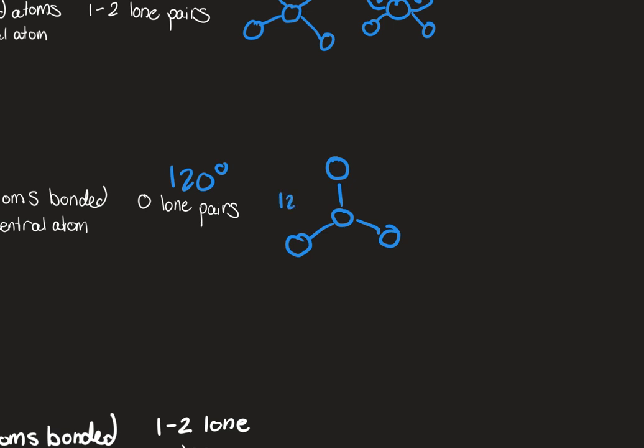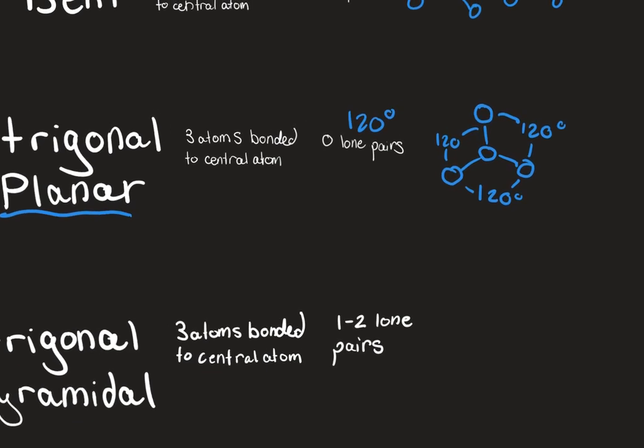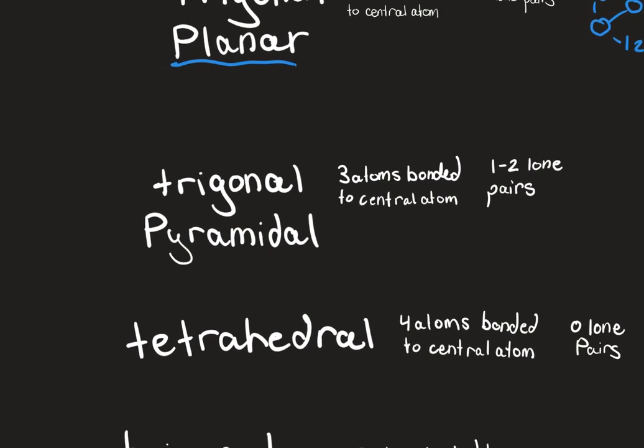So this will be 120, this will be 120, and this will be 120. And the key word is planar, okay? Planar means flat. So when you're looking at this molecule, it will be flat, whereas trigonal pyramidal is going to look kind of like a pyramid, like the name.